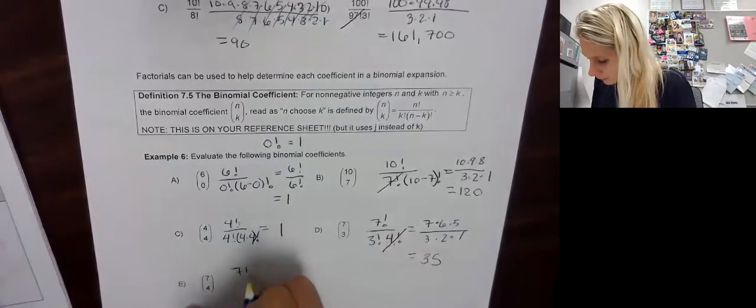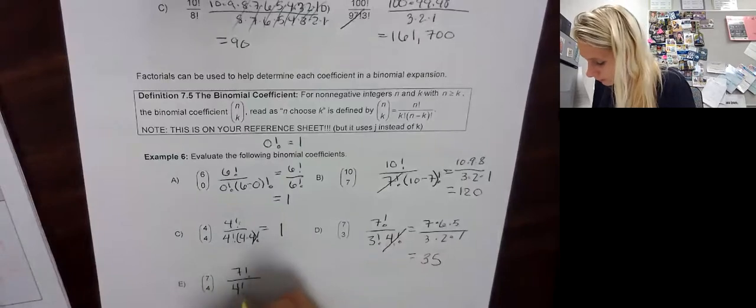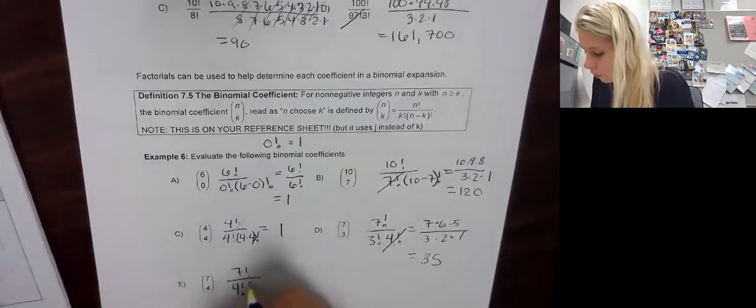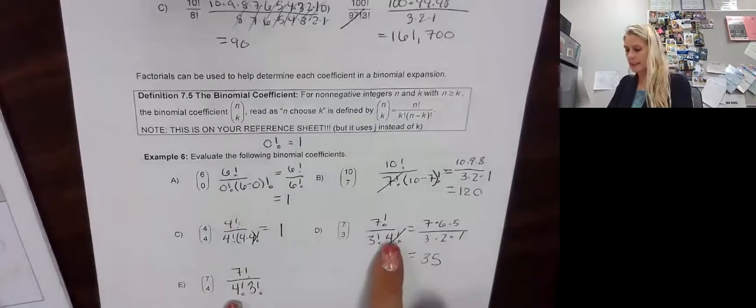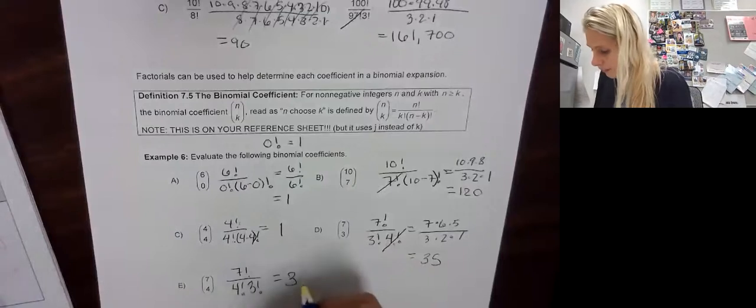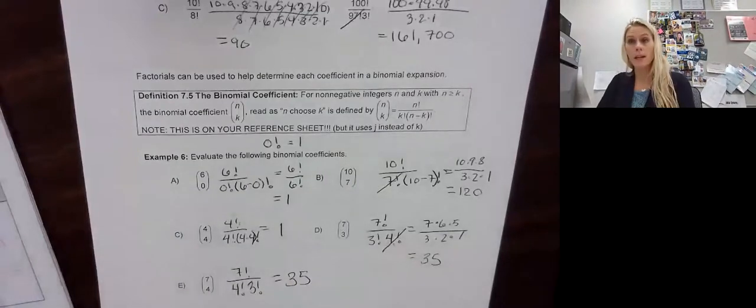7 factorial all over 4 factorial times 7 minus 4, which is 3 factorial. And what do you know? It's the same problem. So our coefficient happens to be the same in those two terms.